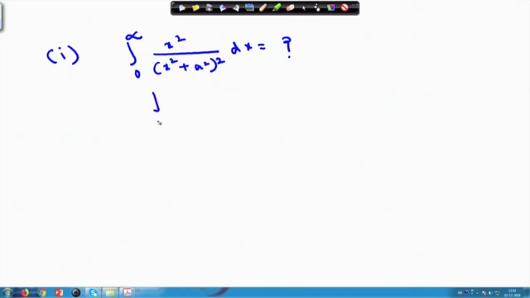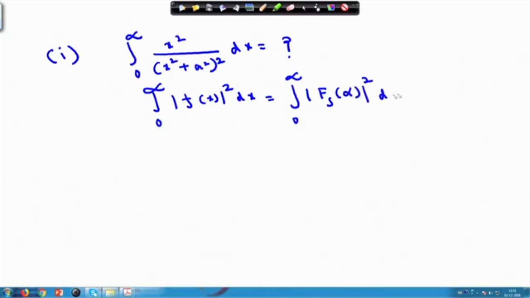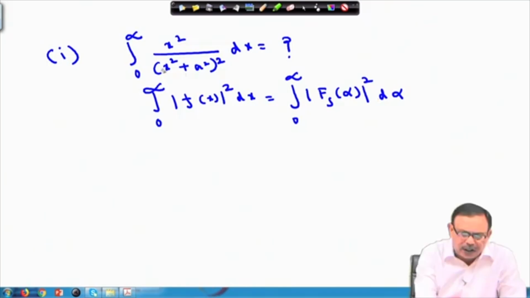Now, from Parseval's identity we know that the integral from 0 to infinity of |f(x)|^2 dx equals the integral from 0 to infinity of the modulus of the Fourier sine transform of alpha whole square d alpha. This we know from the earlier theorem. Now, you see the quantity x^2 / (x^2 + a^2)^2. This is the Fourier transform, or Fourier sine transform, of which function?